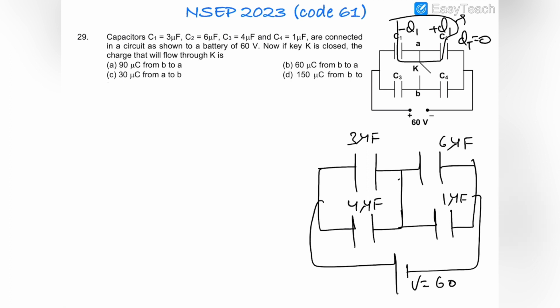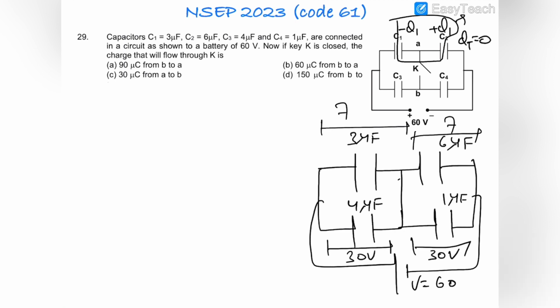Now you can see that these two are in parallel, and their parallel combination will be 12 by 7. This would be 12 by 7, and this parallel combination would be 7, which means that equal voltage would be developed across them. So a 30 volt voltage will be developed across both of them.